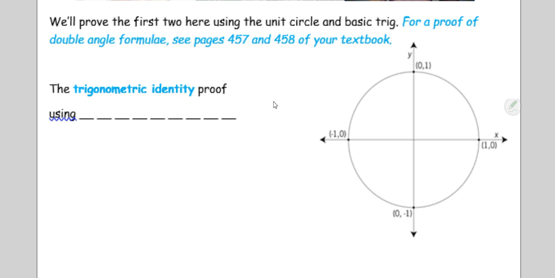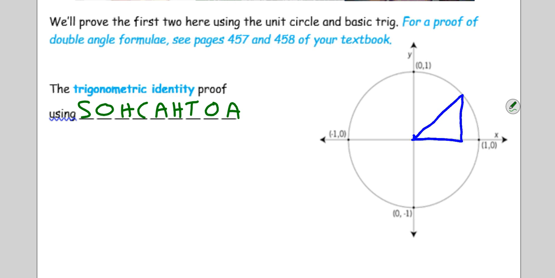Using, what do you think? I'll give you a clue. Let's do a little hangman. Yeah, let's do proper hangman. So it's proof using SOHCAHTOA. That's probably the only thing I'm going to remember from math in 20 years' time. SOHCAHTOA. And then you'll be like, what does it mean? What is the point of this? This is hard.